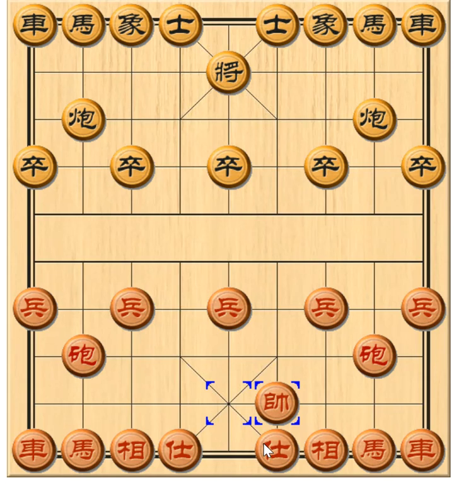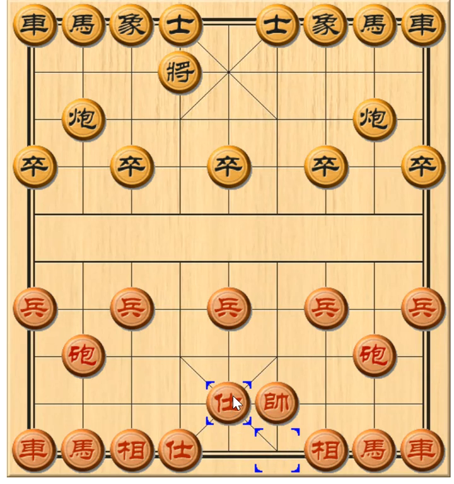Now let's talk about the shi, the guard. It can also move only within this palace, and it can move diagonally, one space diagonally, something like this.